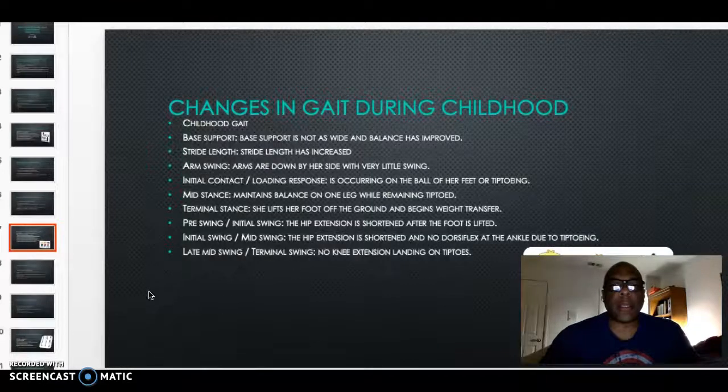The initial contact and loading response occurs on the ball of their feet, or they'll still do some tiptoeing, and they'll alternate from tiptoeing to walking on the forefoot. The girl in the video actually walked on her heels a couple of times. Her mid stance maintains balance on one leg while remaining tiptoed. In the terminal stance, while she didn't land on her heel, she still was tiptoeing. As her foot left the ground, you could see the weight transfer. So she was walking pretty much like an adult, alternating between tiptoeing and walking on her heels.